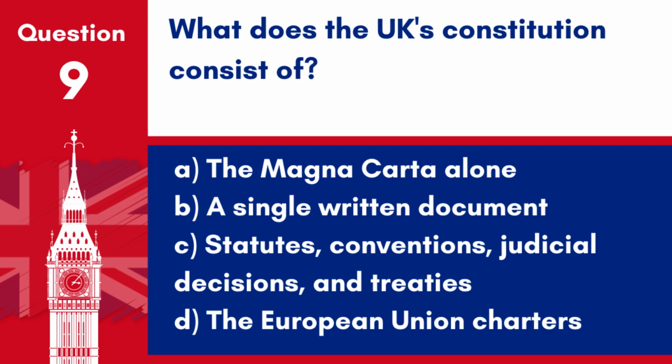Question 9. What does the UK's constitution consist of? A. The Magna Carta alone. B. A single written document. C. Statutes, conventions, judicial decisions, and treaties. D. The European Union charters.